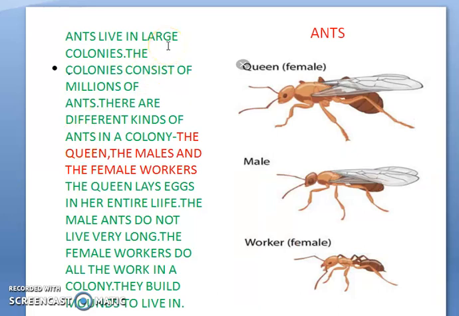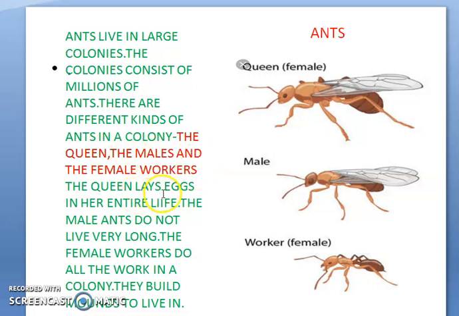Now we will learn especially about the way ants behave. Ants live in large colonies. The colonies consist of millions of ants. There are different kinds of ants in a colony. What are these different kinds of ants? The first is the queen, the head of the colony. Then the males and the female workers.